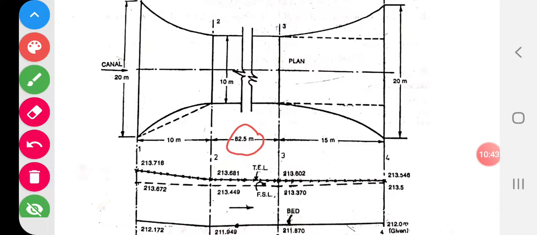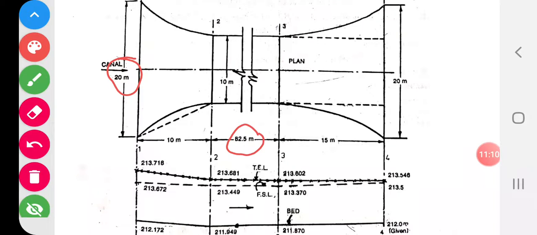You can see here 4 sections are given in the canal. Above it is the canal. In this canal, you will see the canal starts from the left side and continues towards the right side, and the width of the canal is 20 meter. It is given. And when it is passing over the river, over the drainage, it is reduced.